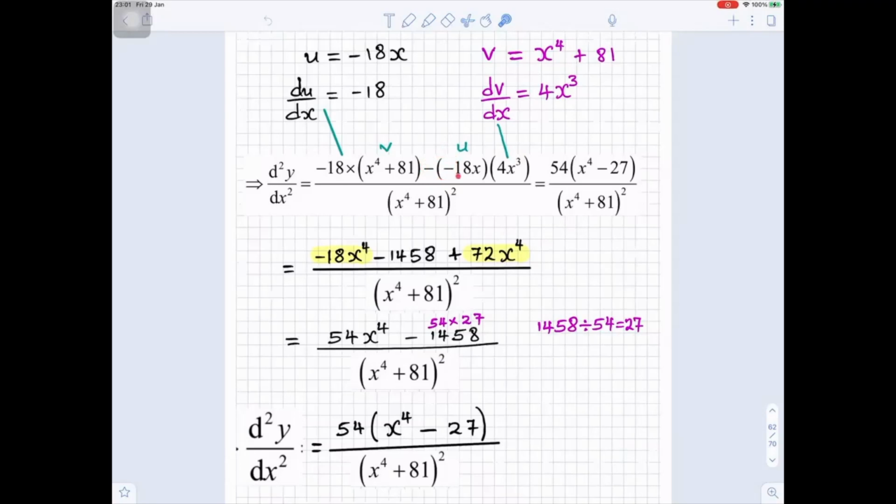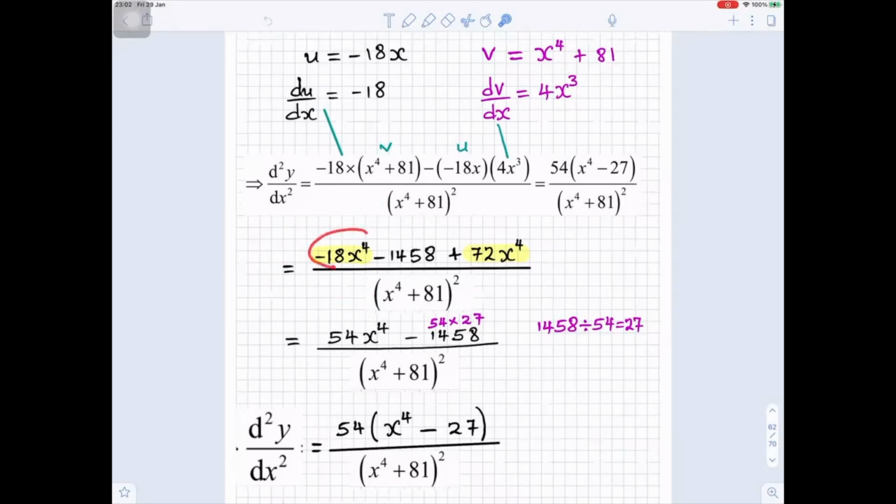Minus and minus becomes a plus. So that means 18x times 4x cubed. 18 times 4 gives you 72. x times x cubed gives you x^4. And it's minus and minus, so it becomes a plus. And the denominator stays the same: (x^4 plus 81) squared.